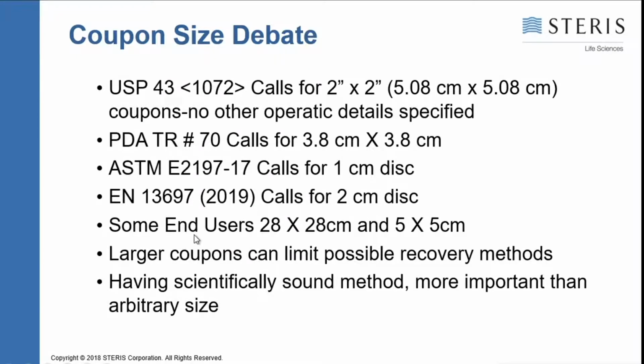So what we have seen out there in industry in Europe, for example, we have some clean room facilities that want to use 28 by 28 centimeters, these giant coupons, and they are really too big to effectively recover from them and do the testing with them. There's even some sites in Europe that want to use a 5 by 5 centimeter, which again are very large coupons. So the problem with the large coupons is it can really limit recovery methods. And the key thing you should keep in mind is having a scientifically sound method, which is really more critical and important than arbitrary size.